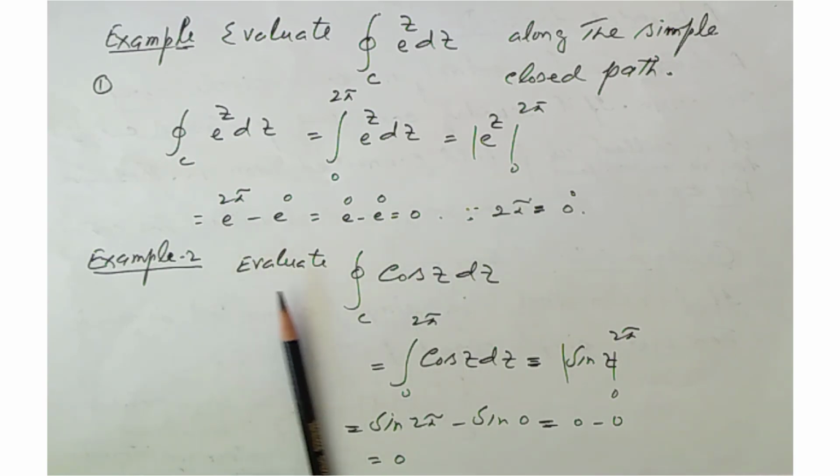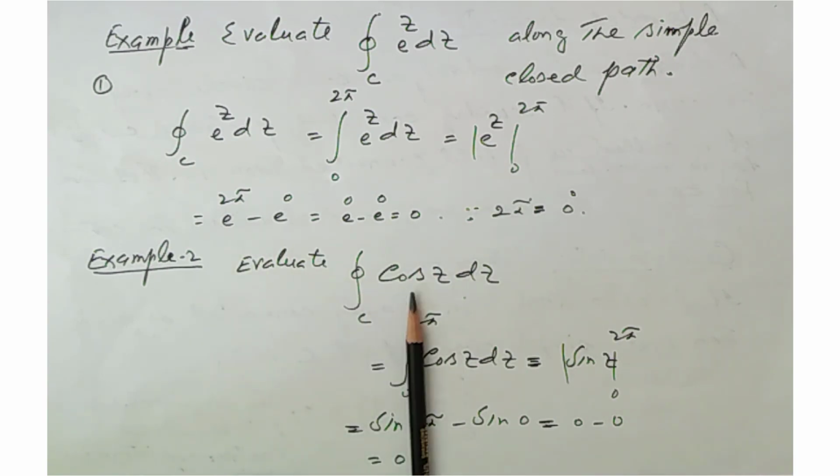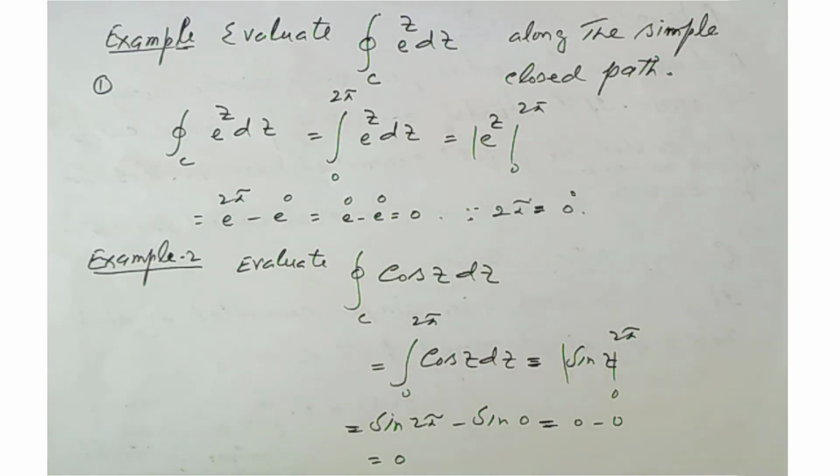Now example number 2, evaluate the integral of cos z dz. We take the integral from 0 to 2 pi of cos z. The integral of cos z is sin z from 0 to 2 pi. Because sin 2 pi is 0 and sin 0 is 0, we get the integral 0.